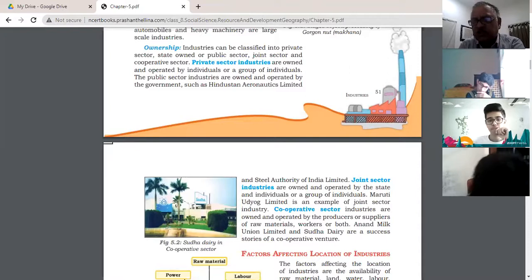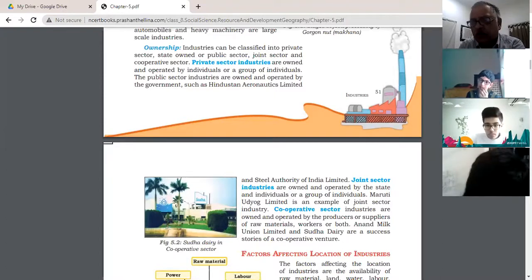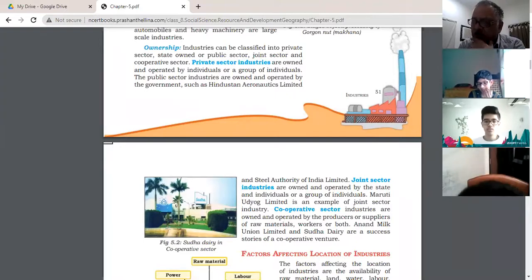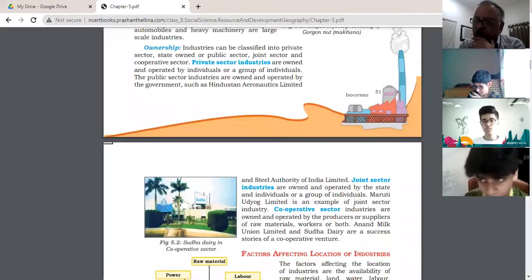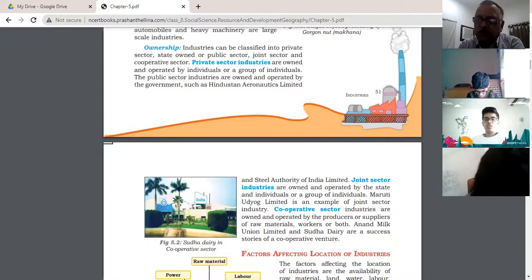Then there is joint sector industry, which is owned and operated by both the government as well as by individuals or a group of individuals, like Maruti Udyog Limited, in which the government has also spent some money. The Japan government also spent some money before. Now the Japan government is not there. Only the Indian government is there, plus private individuals who have spent their money in establishing Maruti Udyog, making the Maruti cars. So it's a joint venture in which the government has put their money and individuals have also put their money. Both together are running this industry.